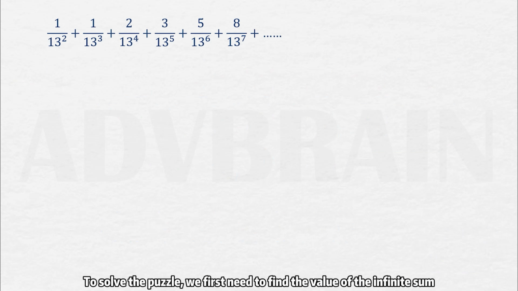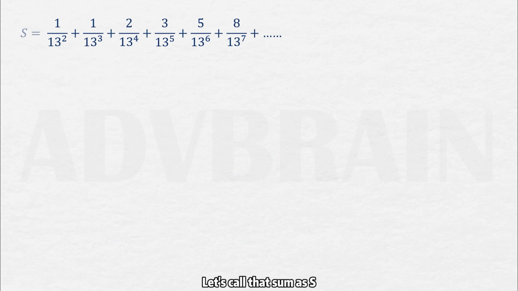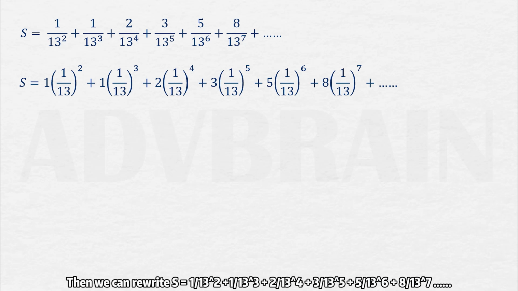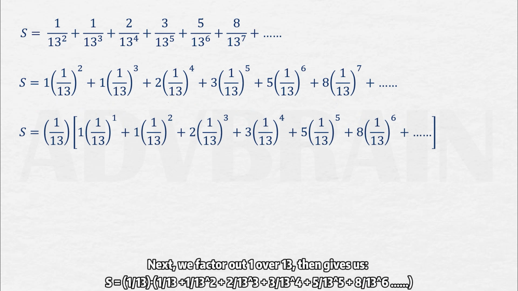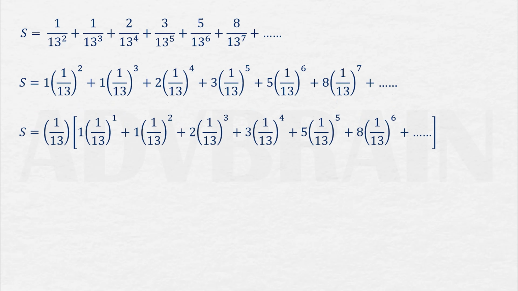To solve the puzzle, we first need to find the value of the infinite sum. Let's call that sum S. Then we can rewrite S equals 1 times 1 over 13 squared, plus 1 times 1 over 13 cubed, plus 2 times 1 over 13 to the 4th power, and so on. Next, we factor out 1 over 13, which gives us S equals 1 over 13 times, 1 over 13, plus 1 times 1 over 13 squared, plus 2 times 1 over 13 cubed, and so on.